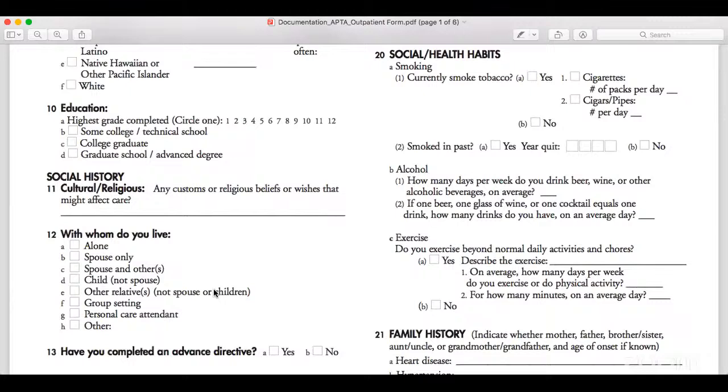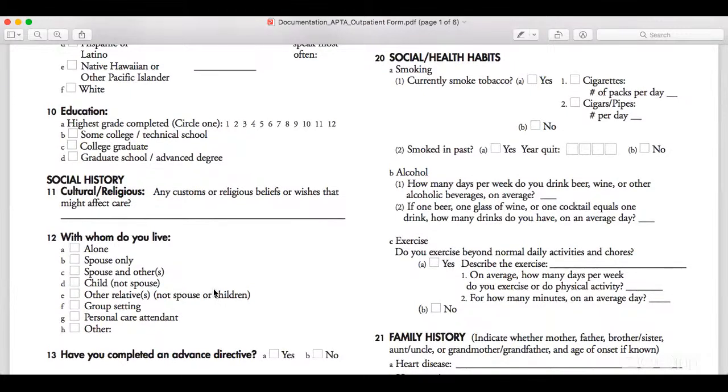So this is now part of the social history, knowing the customs or religious beliefs or wishes that might affect care. So this is narrative reasoning. This is not about diagnostic reasoning. It's more of narrative reasoning from the way I look at it.